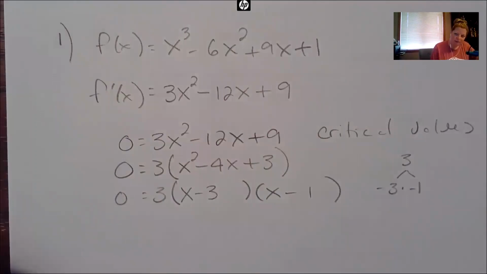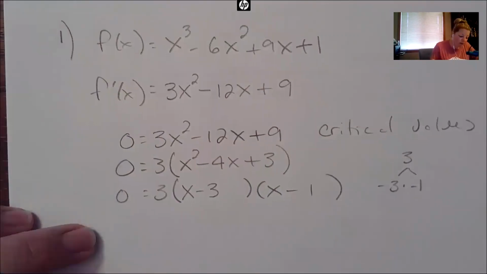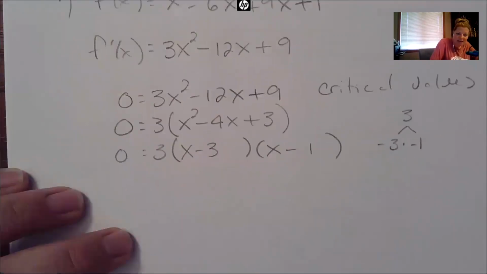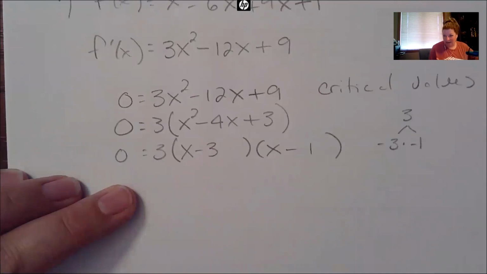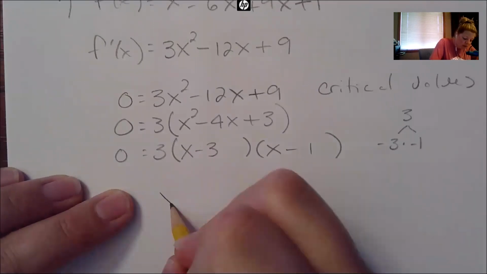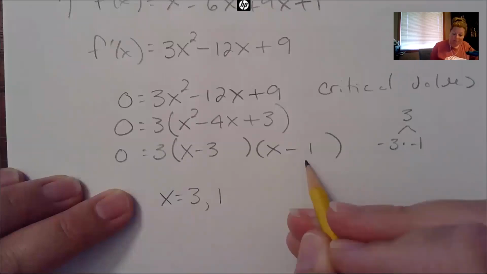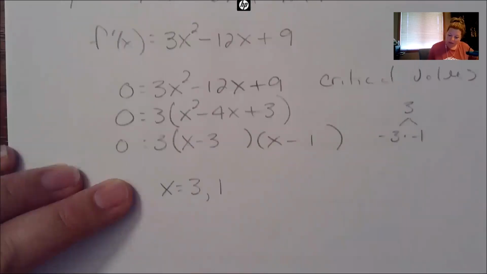All right, so from here, we now can see this doesn't have an x with it, so it is not going to give us a critical value. If it was 3x, then we would have a 0. But we really only have 3 and 1, from those two here. So those are our critical values.